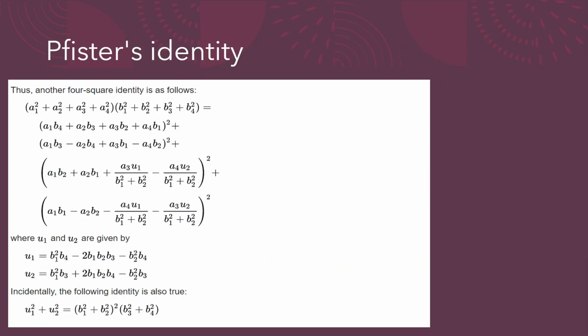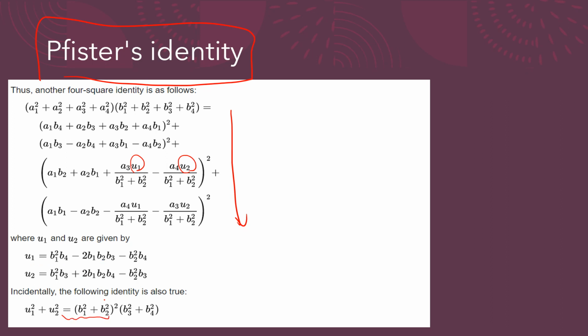Okay, and this is the Pfister identity, another four-square identity, which basically follows like this. There's an additional u1 and u2 terms. Basically, you can Google to search this. And then u1 is this, u2 is this, and we need this.